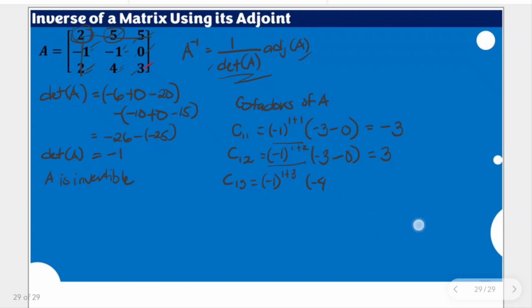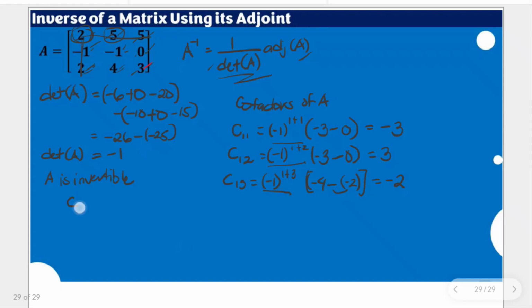And then, because you're removing this portion here, you have 2 times negative 1, so minus negative 2. Okay, minus negative 2. This is positive, that's the double negative property, so negative 4 plus 2 is negative 2. Continue, I'm going to write it here, the other cofactors.